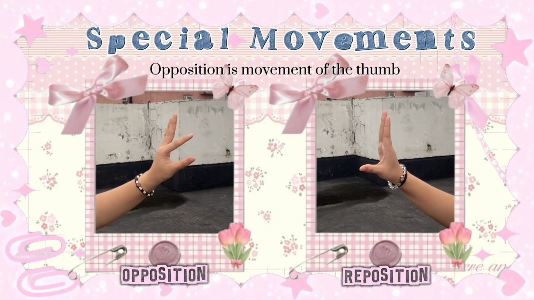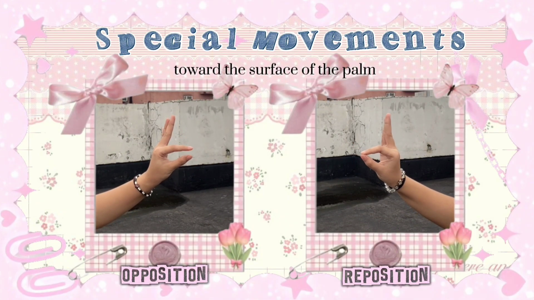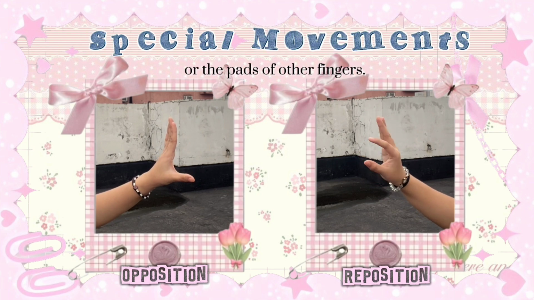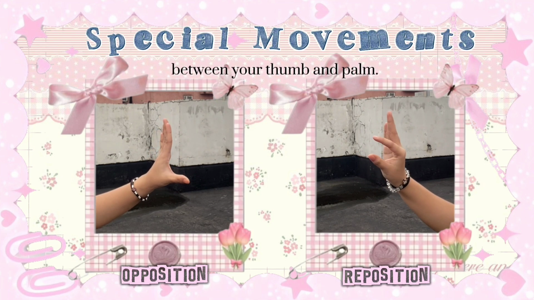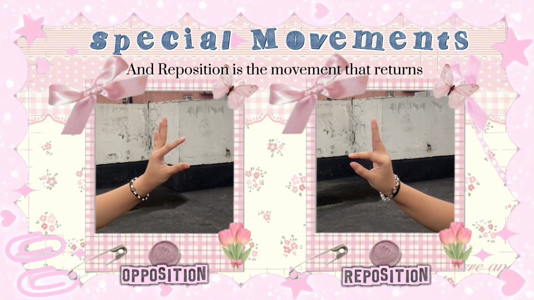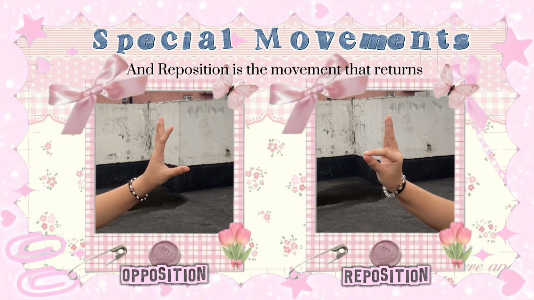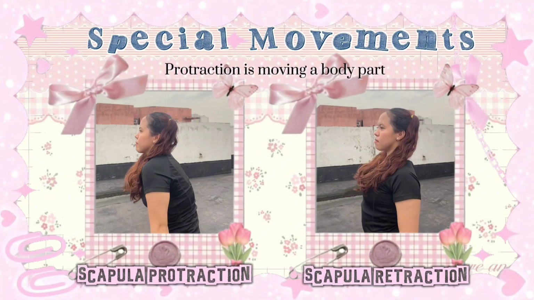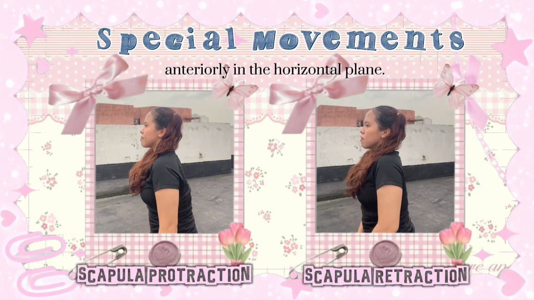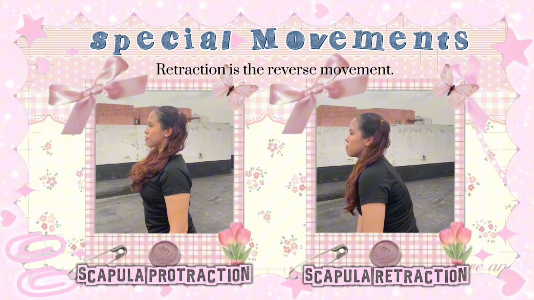Opposition is movement of the thumb toward the surface of the palm or the pads of other fingers. Opposition enables you to grasp and hold objects between your thumb and palm. And reposition is the movement that returns the thumb and fingers from opposition. Protraction is moving a body part anteriorly in the horizontal plane. Retraction is the reverse movement.